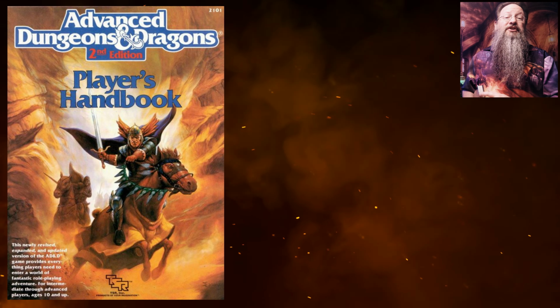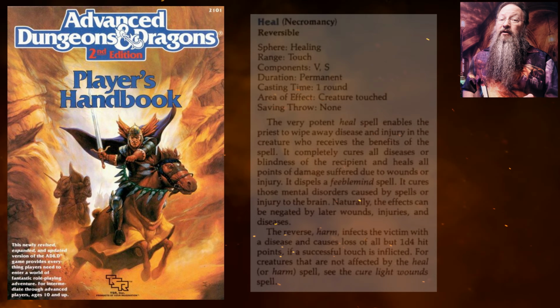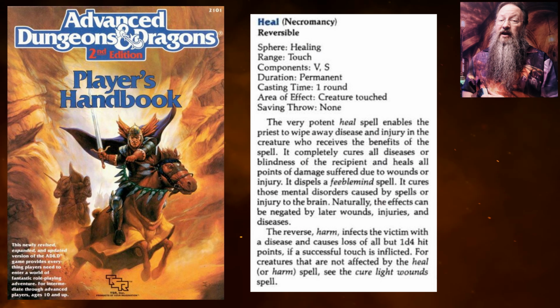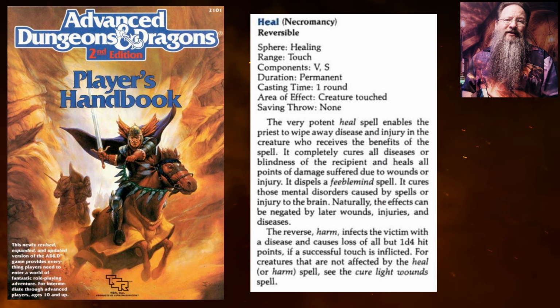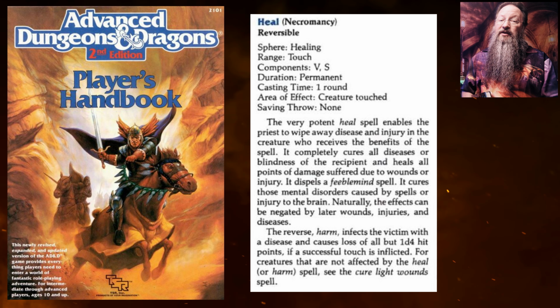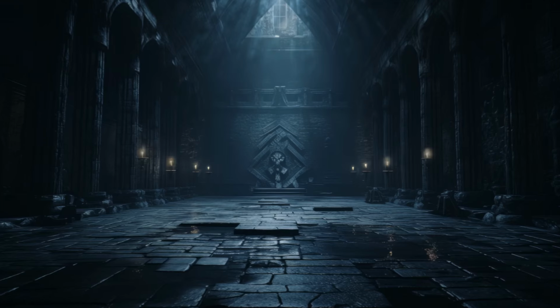There was very little change to the Heal spell and subsequently the Harm spell when 2nd edition D&D came out, but they did add that the healing side could also cure mental disorders that were caused by spells or injuries to the brain. While it didn't specify that Harm could cause that, we could infer that by casting Harm, one could possibly cause a mental disorder.